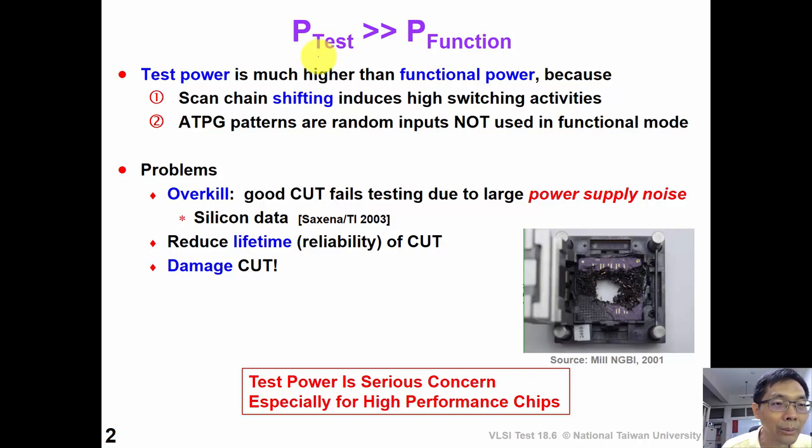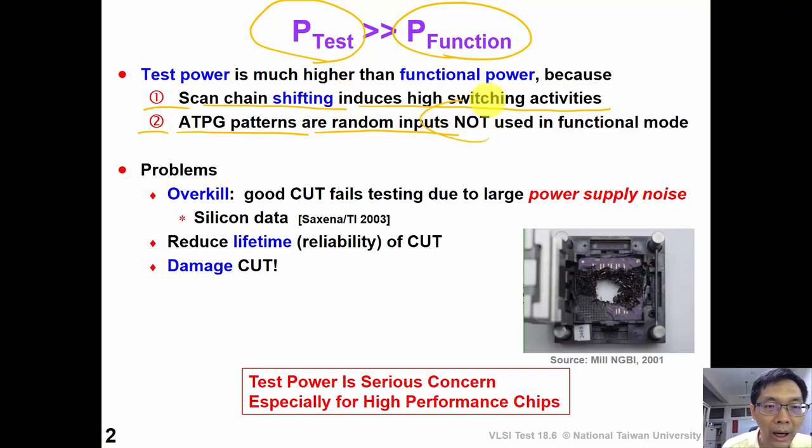It is a well-known problem that test power is much higher than functional power. This is because of two reasons. First, when we shift the scan chain, we can induce a lot of switching activities in logic. And the second reason is that ATPG patterns are random input patterns that are not used in functional mode. So the designer may not consider the power of these random patterns.